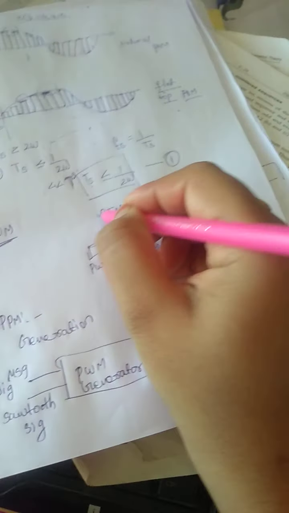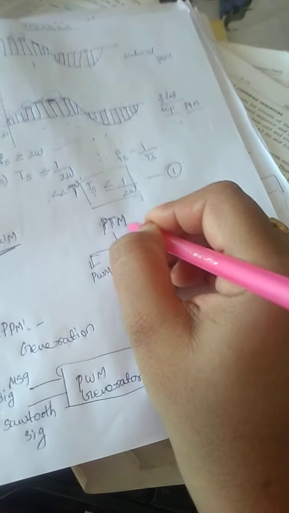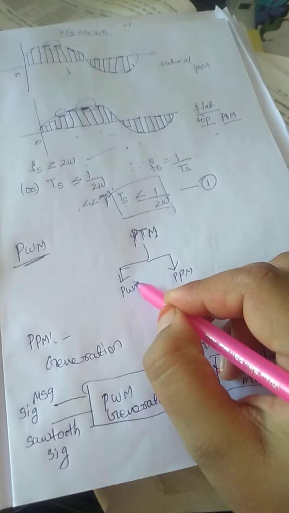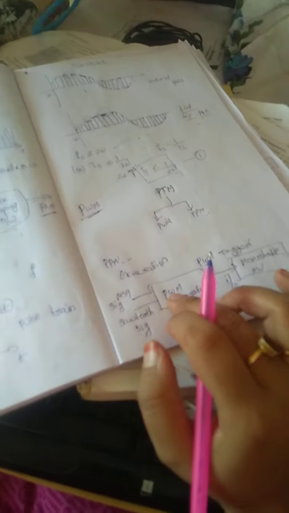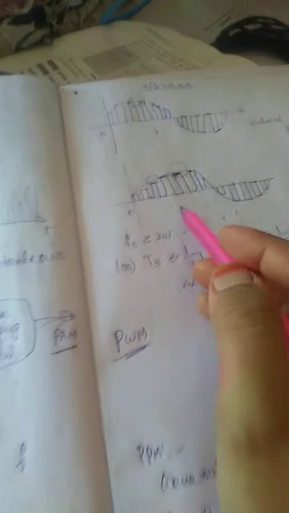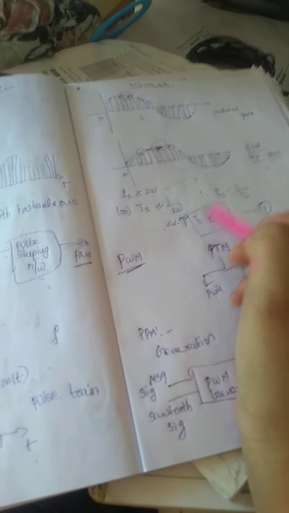Okay, in pulse time modulation we have PWM and PPM. In PWM the width is changing, and in PPM, pulse position modulation, the position of the pulse is changing, where the amplitude is constant and the width is also constant. Okay, so in PWM the pulse width will be changing according to the signal. How it is changing, we'll see.